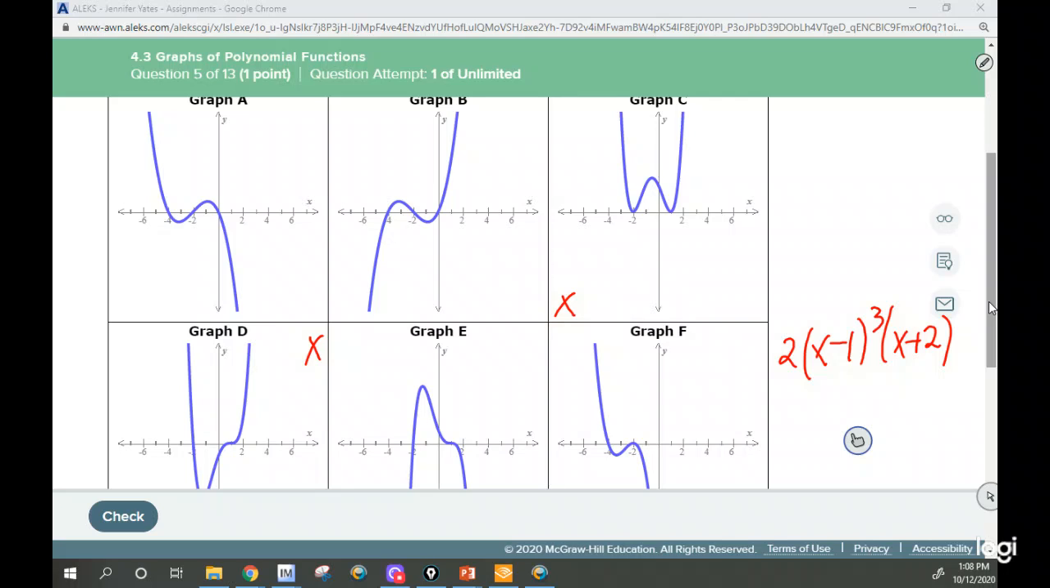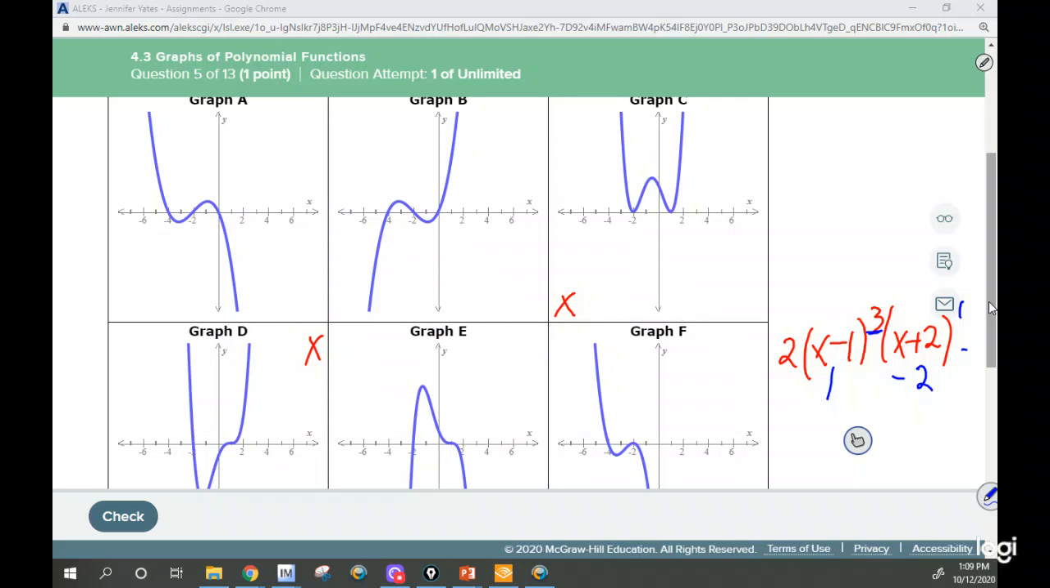Now I look at this and I've got to look at my zeros. Where are my zeros? They are at 1 and -2. Odd multiplicity of 3 here. So does it turn around at the 0 or does it cross through? Cross. And how about this one? Turn around or cross through? They both cross through because they have odd exponents.